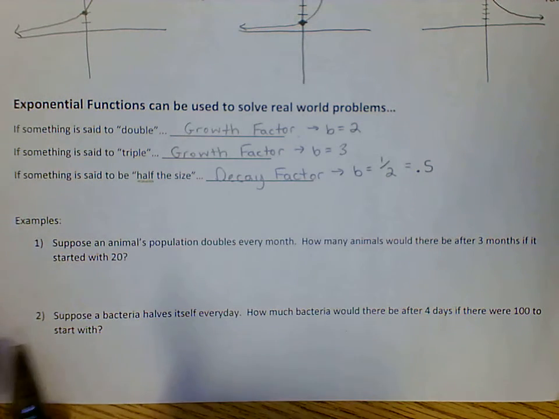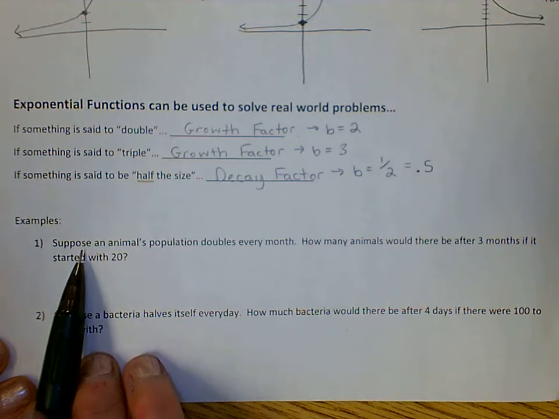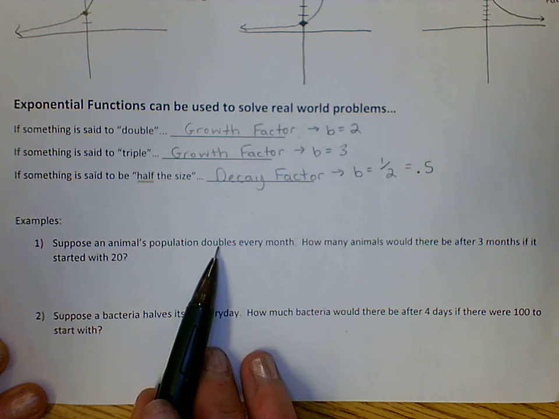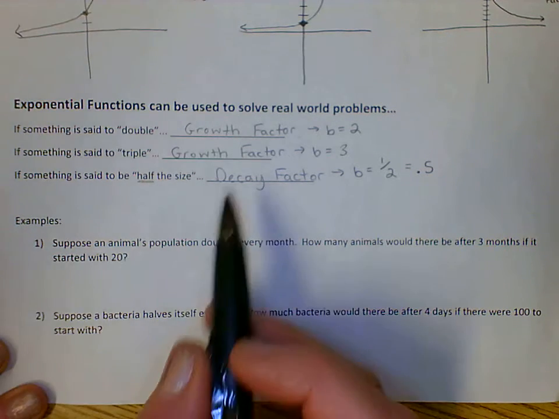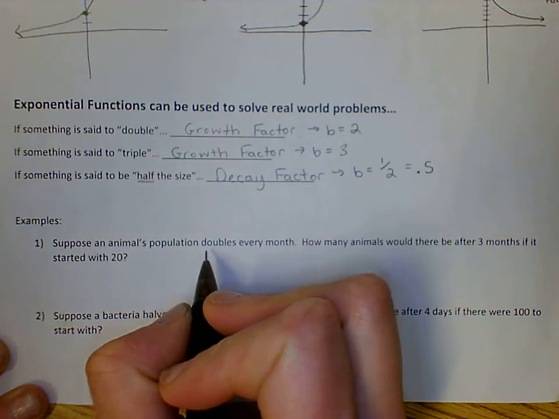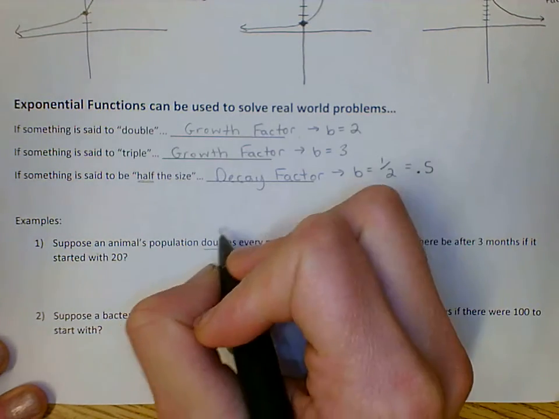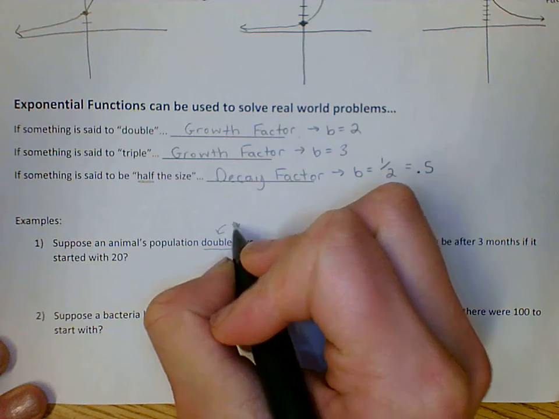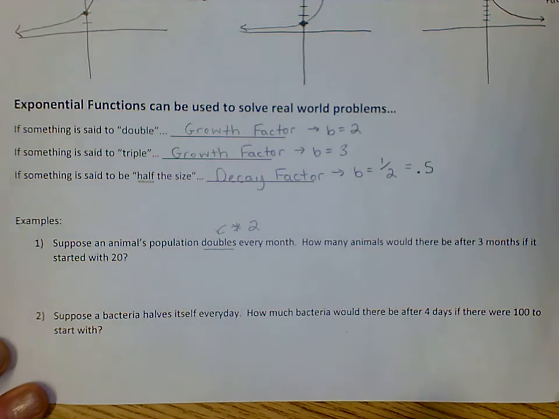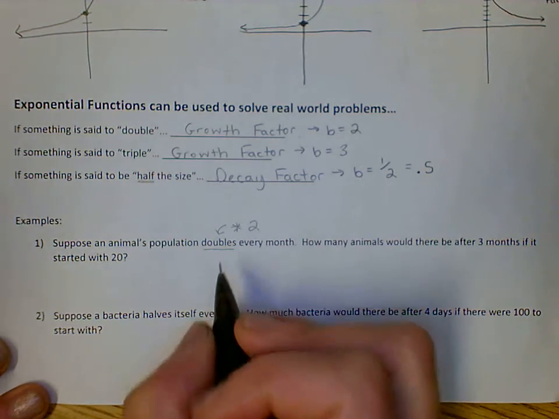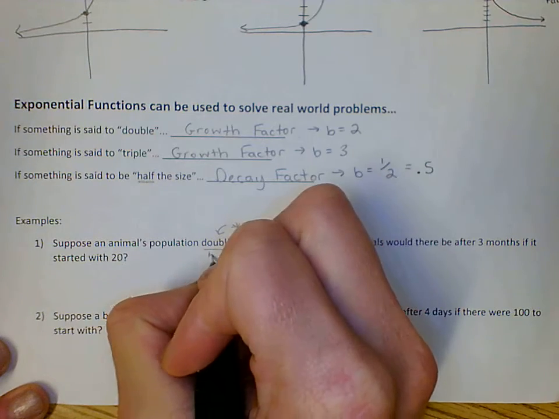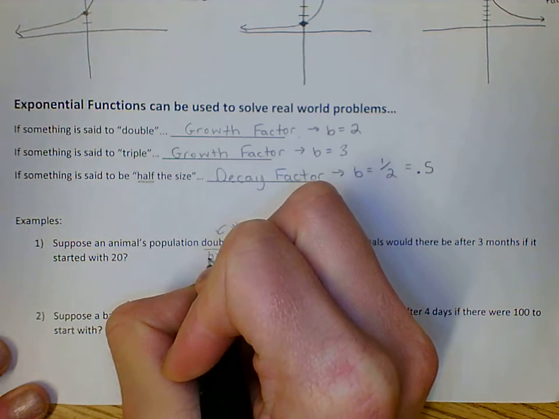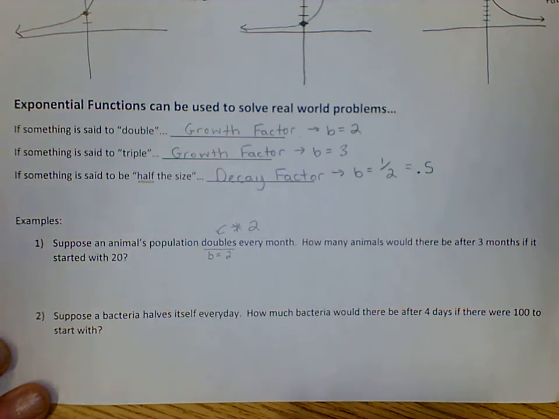All right, so let's talk about how to use some of this terminology to solve problems. It says in this problem, suppose an animal's population doubles every month. So think about what we talked about up there. Double means that you're multiplying by 2. So that means that your b in these equations will be 2. Your growth factor will be 2.